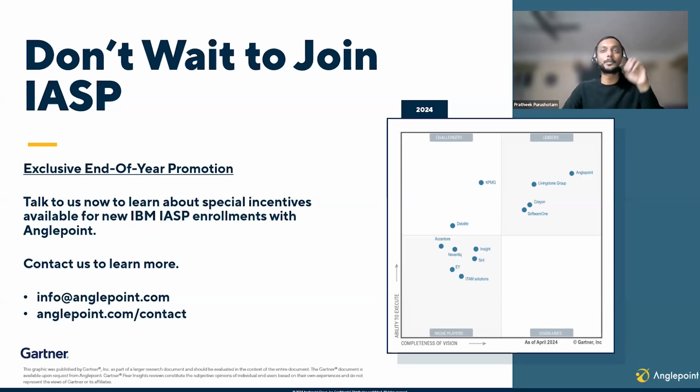Sorry, one last point. As you see on the screen, this is our Gartner review, the MQ slide, what we call the Magic Quadrant. We have been at the top of the leaderboard, which you can see on the top right, AnglePoint. We have been leaders on this leaderboard for the last 5 years now. Gartner does an assessment once a year based on multiple criteria, such as the response from clients and how well we are doing in the market. So I just want to highlight that AnglePoint has been at the top of the leaderboard for 5 years. Thank you.